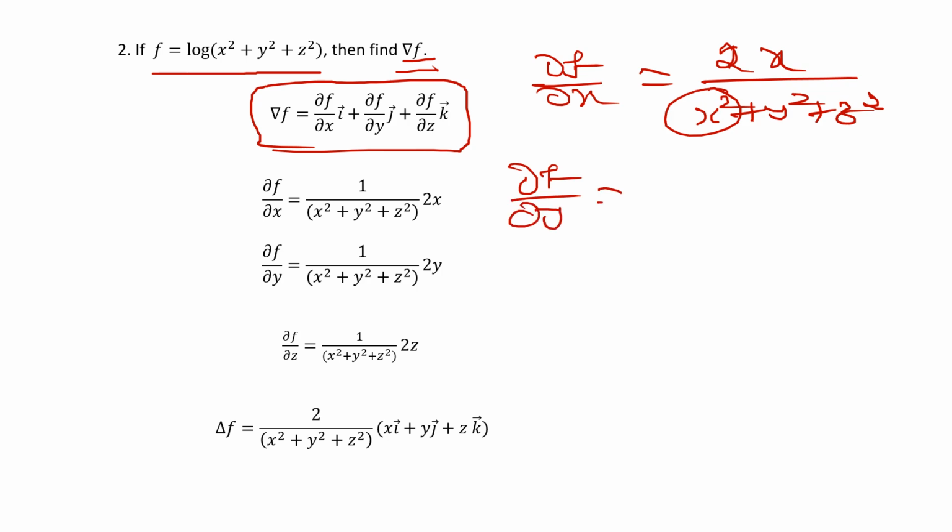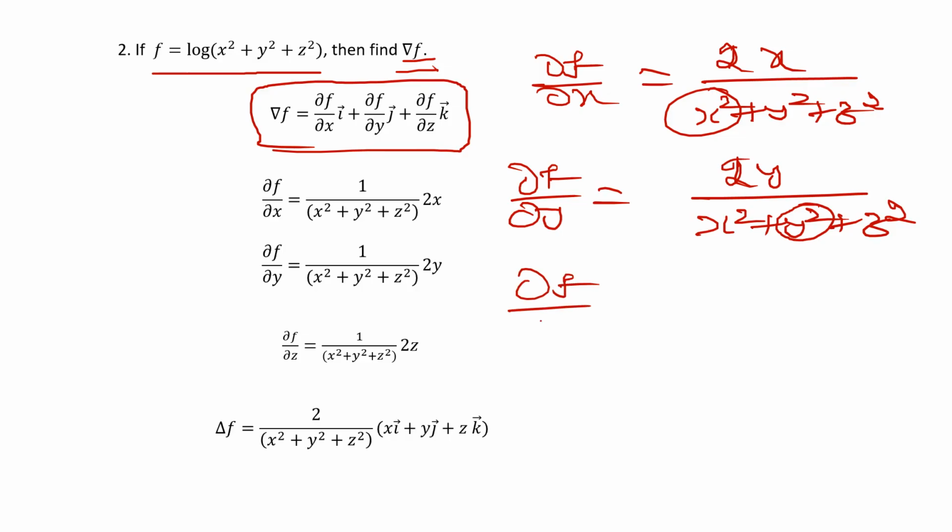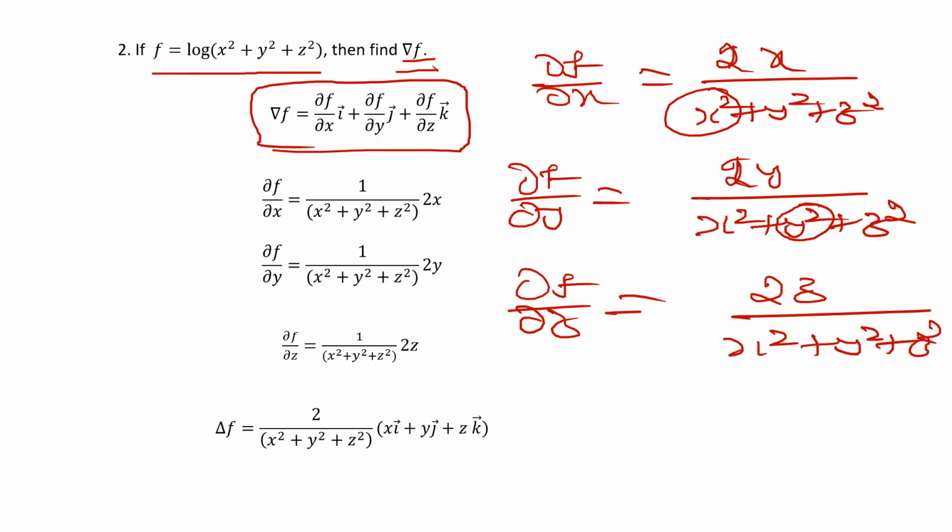Same way, if I do dou f by dou y, this will give you 1 by x power 2 plus y power 2 plus z power 2. Then the derivative of y power 2 with respect to y will give you 2y. Similarly, dou f by dou z will give you 2z by x power 2 plus y power 2 plus z power 2. Substitute these values in the formula, will give you this answer.